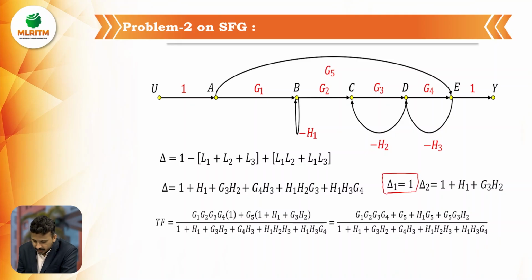Next, delta 2. See here, this is the forward path, but there are three loops. Loop 1 and loop 2 are not touching the forward path. So that is the reason delta 2 is 1 minus minus H1 minus G3 H2. Minus into minus is plus, so it becomes 1 plus H1 plus G3 H2. This is delta 2 for the other forward path.